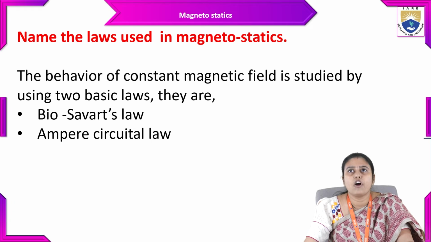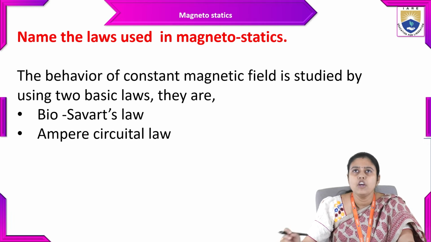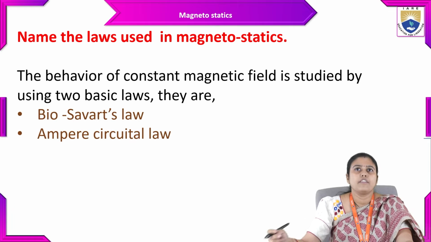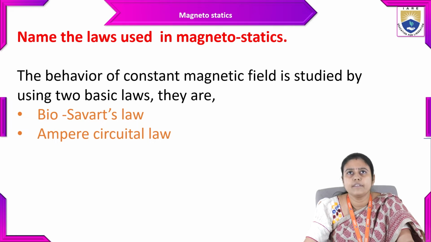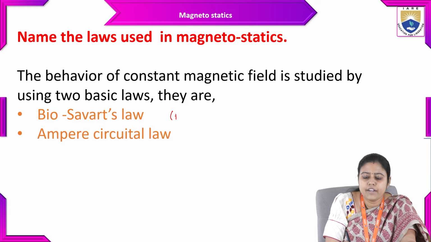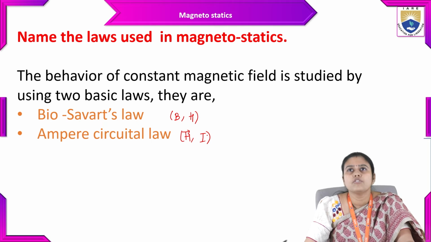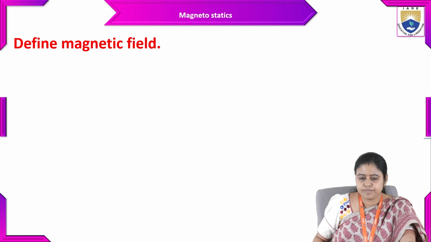The behavior of constant magnetic field is studied by two laws. The first one is the Biot-Savart law, and the second one is the Ampere circuital law. These two laws are basically the main background of magnetostatics, or the magnetic field. The Biot-Savart law tells about the field density and the relation of field intensity. Ampere circuital law relates field intensity and current. So these two laws are the basics of magnetostatics.